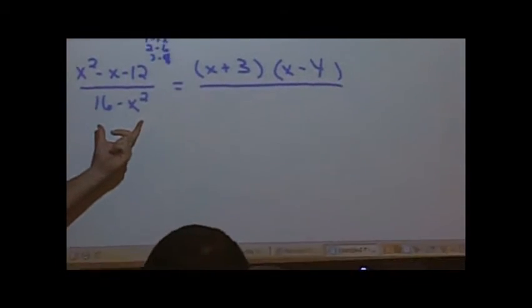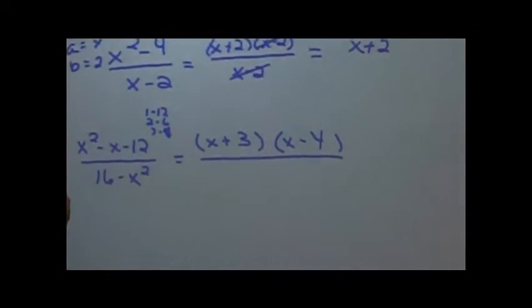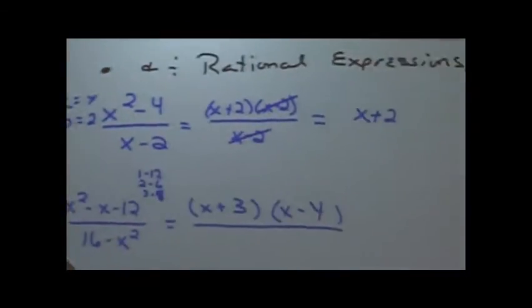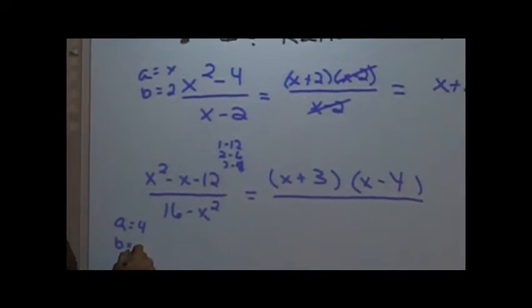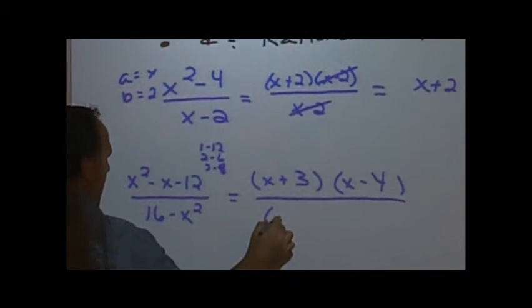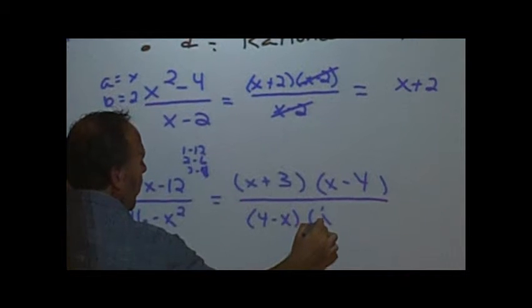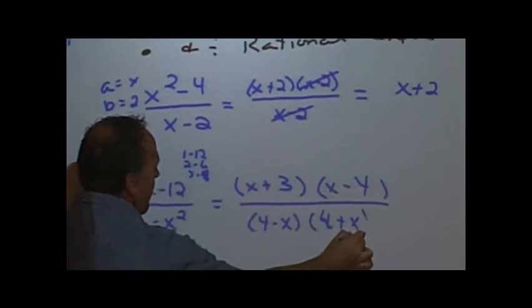It's what? Difference of two squares. What's my a value? 4. What's my b value? X. So I'm going to have 4 minus x and 4 plus x.